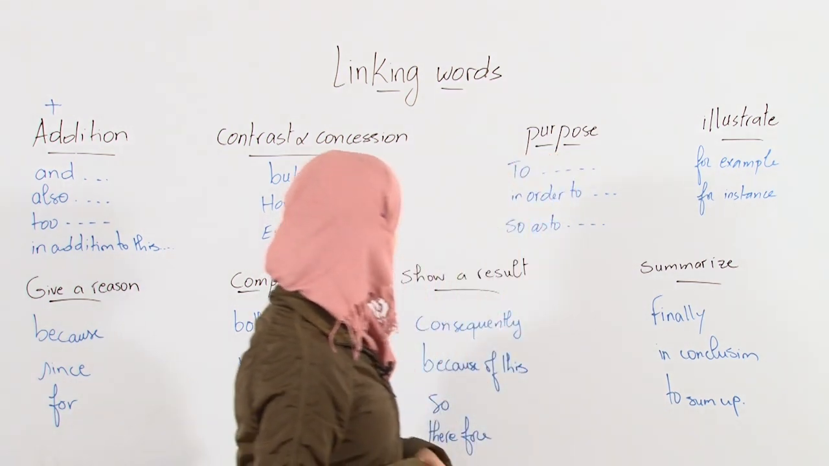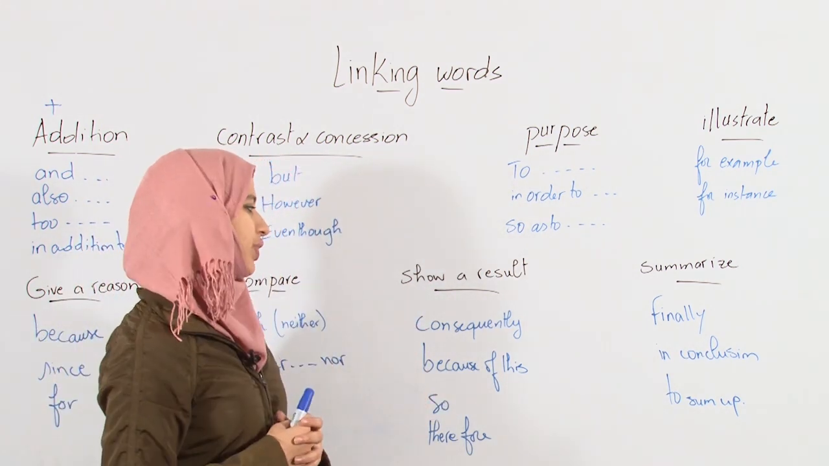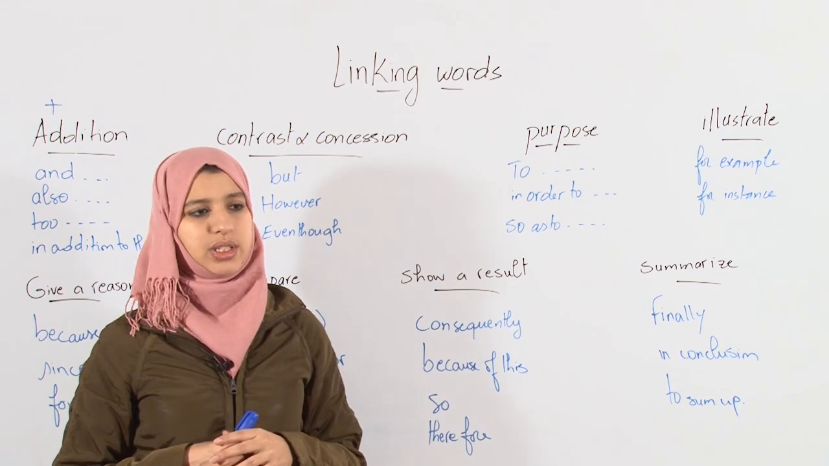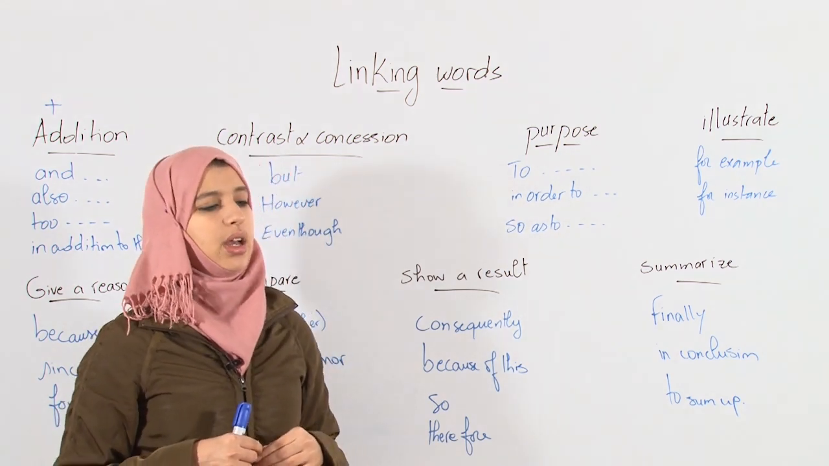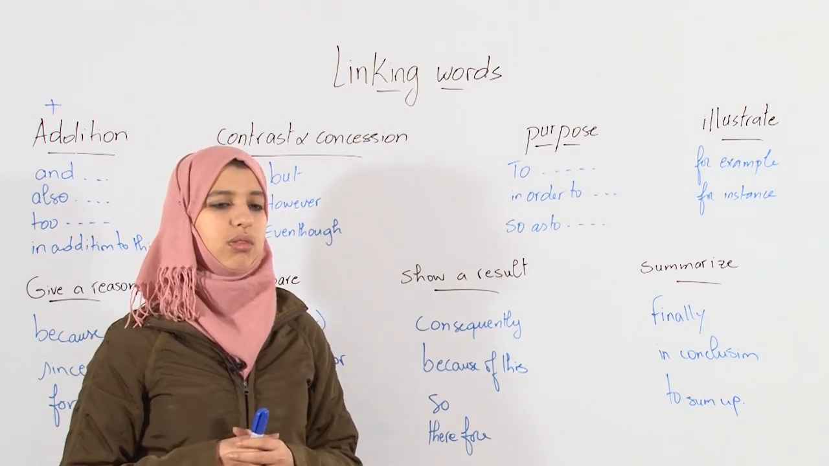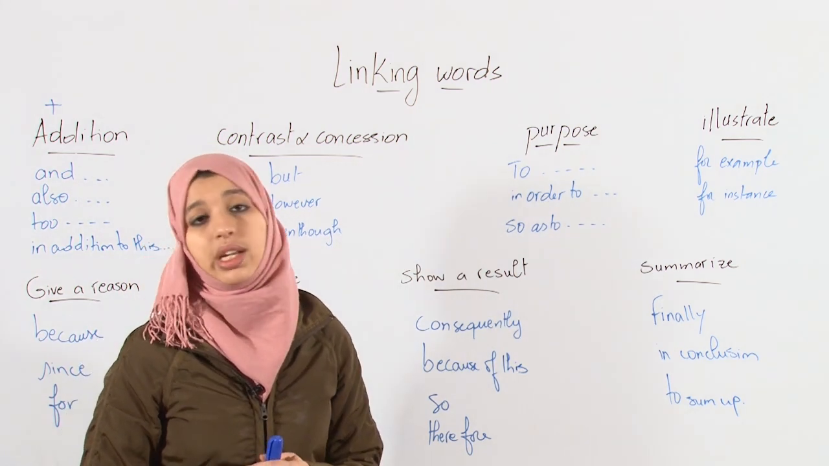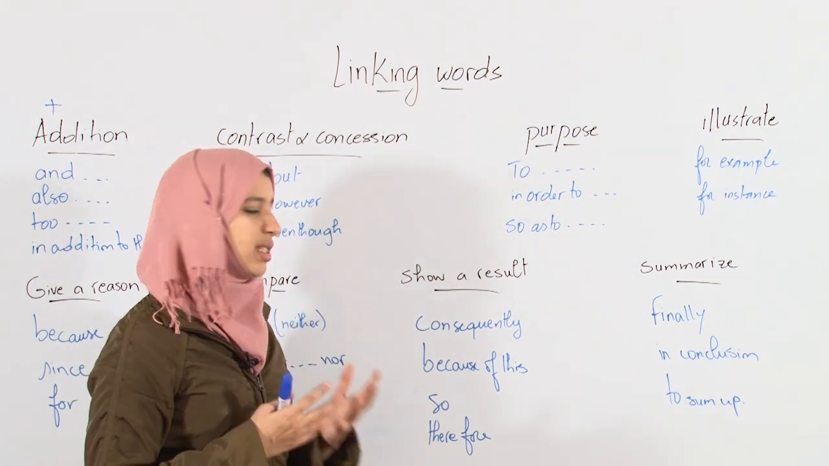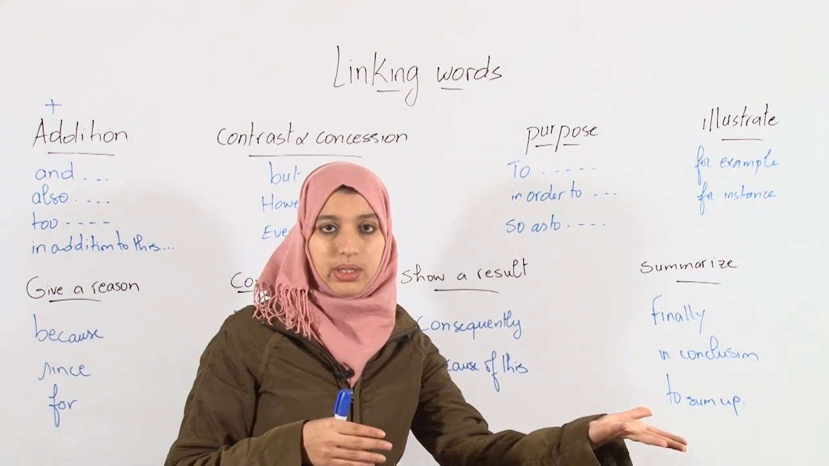Let's carry on. Now we will show a result, okay? Show a result, for example, consequently, okay? For example, I've already given such examples, okay? I drove fast, consequently, I had an accident. I didn't revise, consequently, I didn't get my bac. So this is how I did something, and as a consequence, this is what happened, okay?